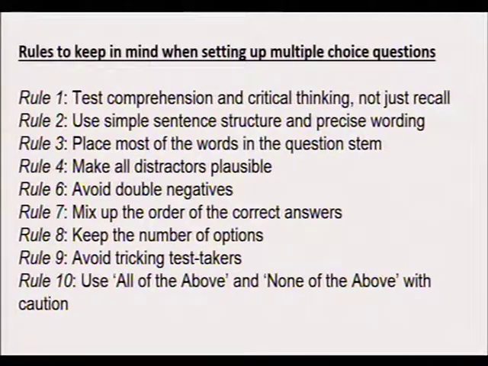You use simple sentence structures and precise wording. You have to place most of the words in the question stem. Make all distractors plausible. Avoid double negatives. Mix up the order of the correct answers, meaning it shouldn't always be that the answer falls on B or C. It should be a B, a C, a D, all of the above, doesn't matter. It needs to be random. Keep the number of options the same. Avoid tricking test takers. We're not here to trick the students.